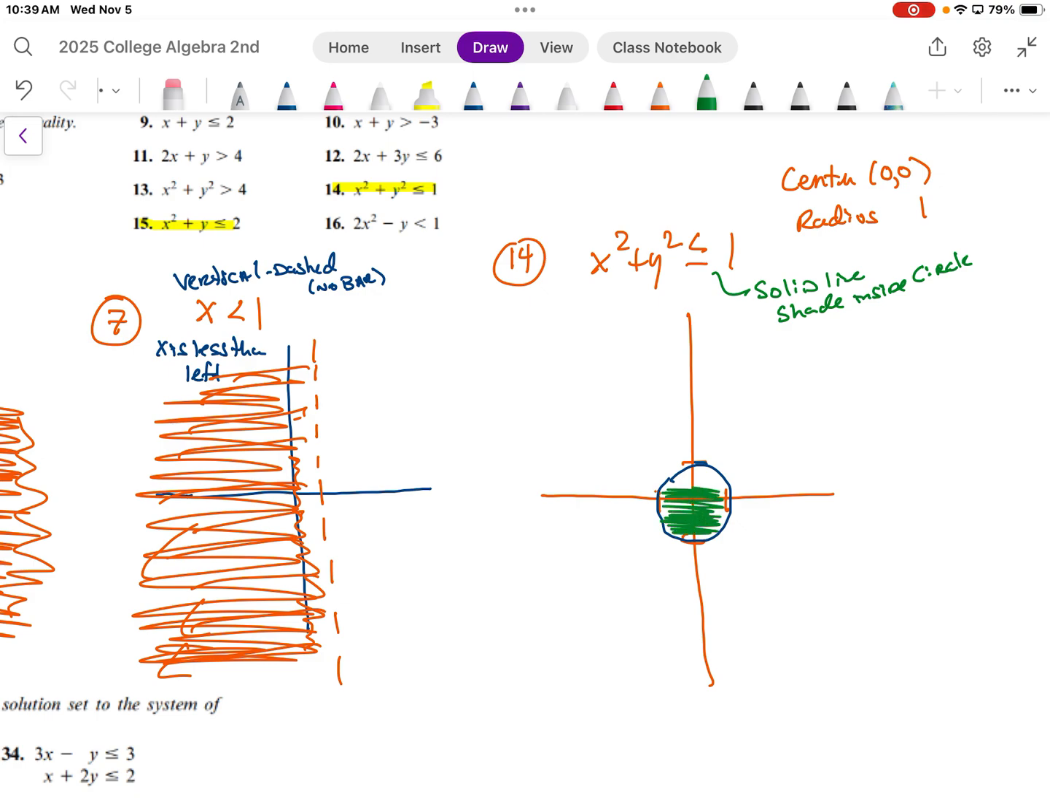So this one tells me any ordered pair that's in the circle and on the outer edge are solutions. Whereas the first circle we drew had a dashed circle line. That tells me only the ordered pairs inside the circle were solutions, whereas ordered pairs on the perimeter were not solutions.